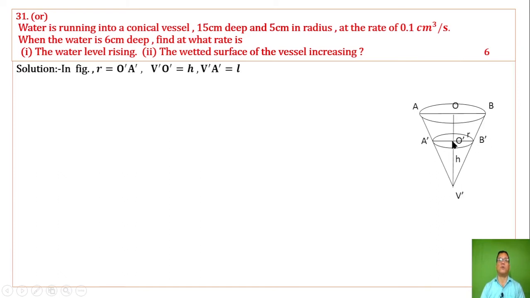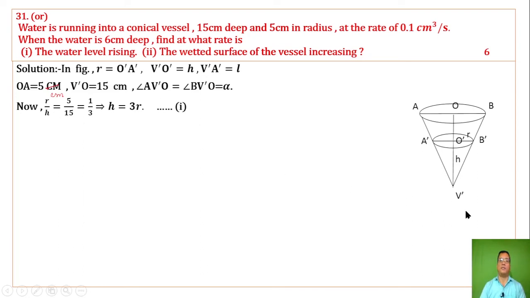In the figure, let the radius be r, and the height be h, with slant height L. OA is fixed at 5 centimeter, and O dash O is 15 centimeter. Angle AB dash O is alpha.